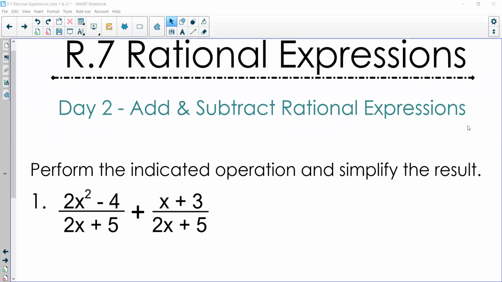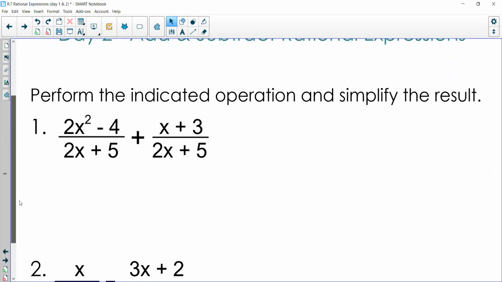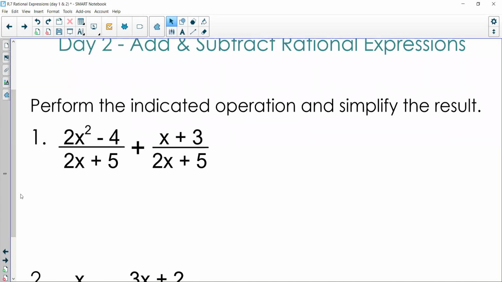All right, guys, I wanted to give you a little video here on rational expressions day 2, where we add and subtract these rational expressions. So here it says, number 1, perform the indicated operation and simplify the result. Remember, when we add fractions, we have to have common denominators. In this case, we do.